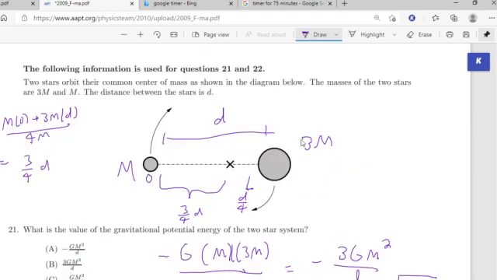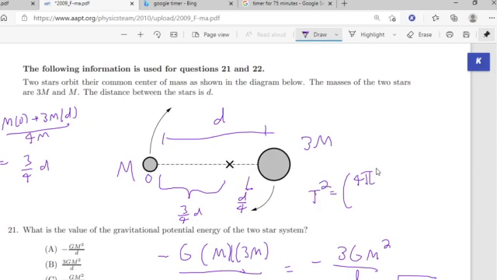Well, actually, we can use Kepler's third law, I guess. So I think it was T squared is equal to 4 pi squared over GM times a cubed.